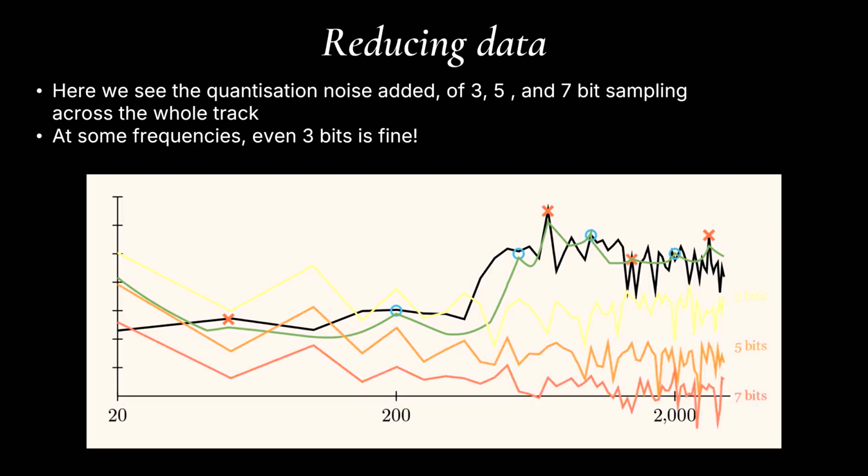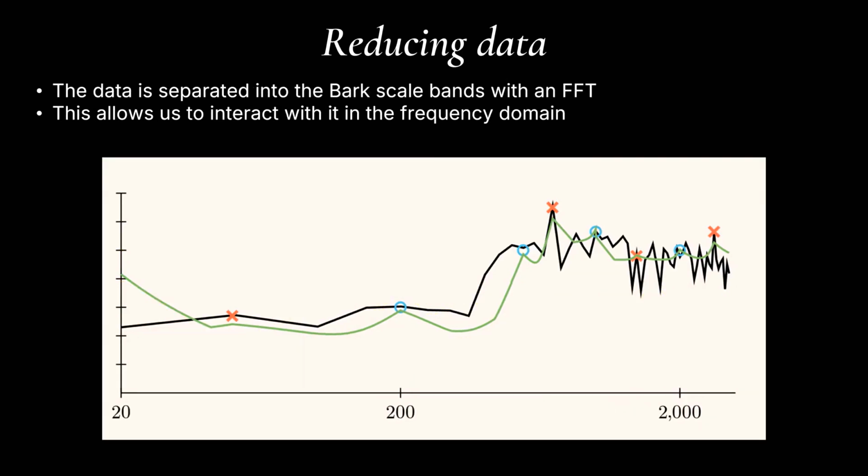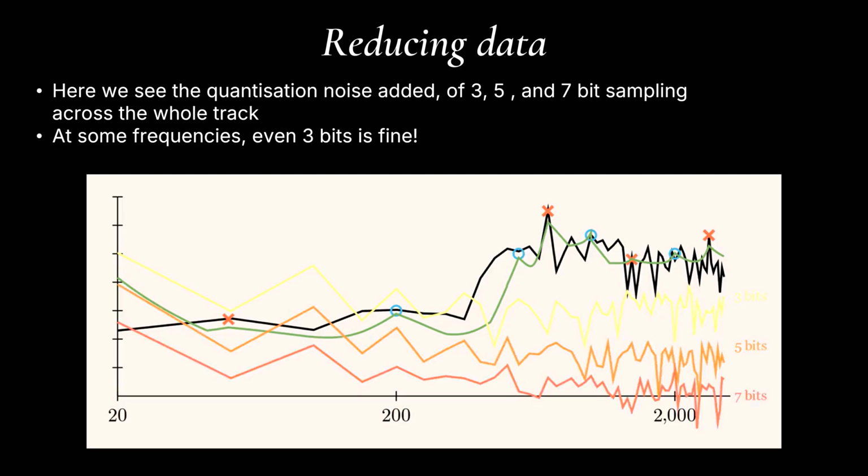Now, we might be tempted to think that 3 bits is quite bad because we can hear all the noise in the low frequencies there, and that's kind of bad, right? Because we're going to hear those noisy bits there. And that's totally true. So 3 bits is kind of out the window. 5 bits is almost acceptable, but there are areas, especially in the low frequencies, where there's not a lot of energy masking the noise away, where we will hear it.